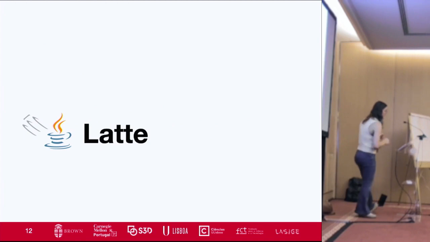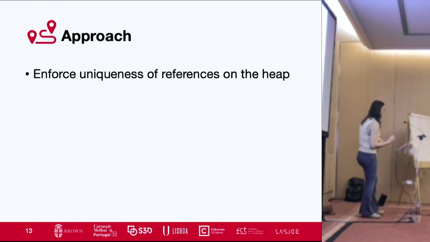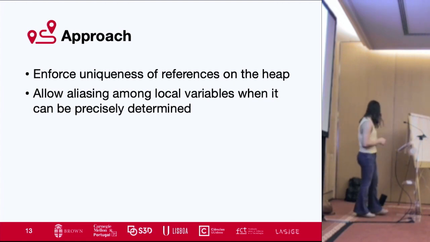So today we will see how Latte satisfies our set of goals and constraints. So our approach, the idea here is that we enforce uniqueness of references on the heap. The heap is hard to reason about, and so we're going to talk about unique references there. We allow aliasing among local variables when it can be precisely determined.